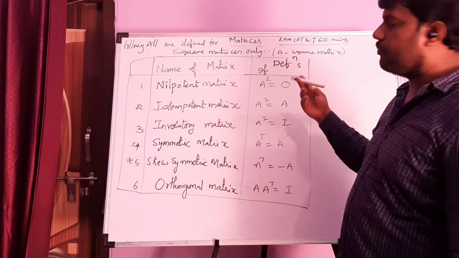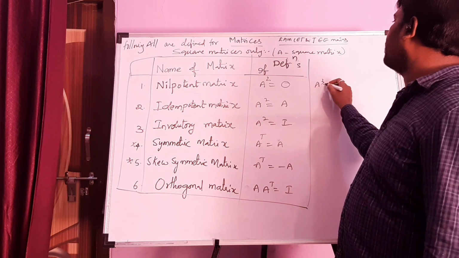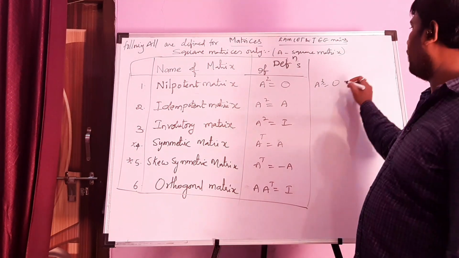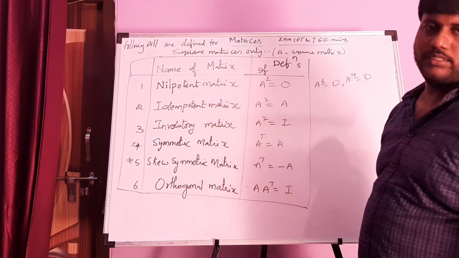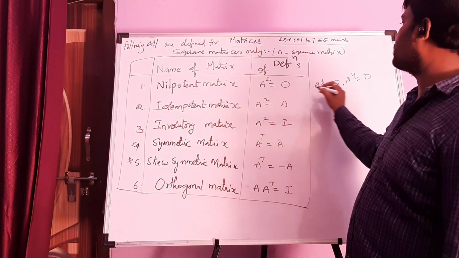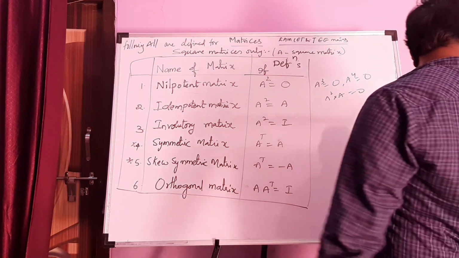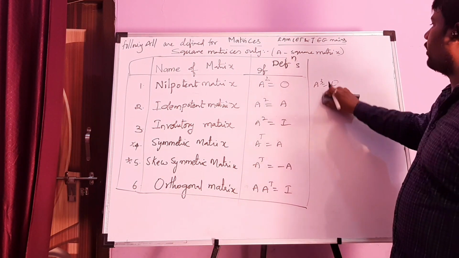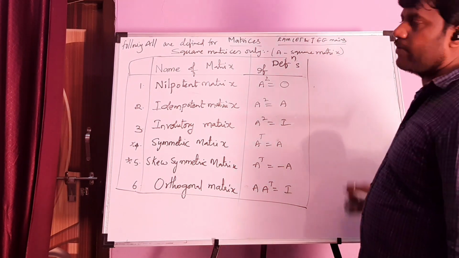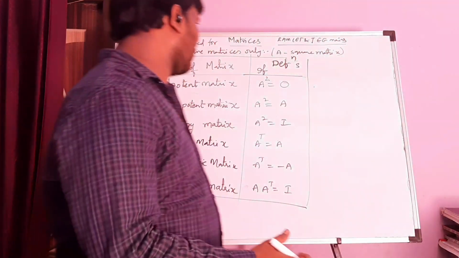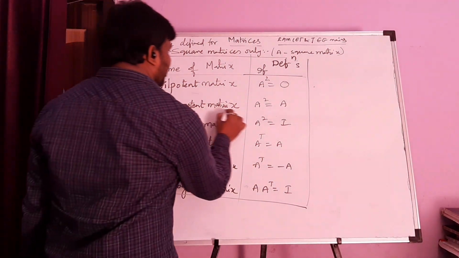Whenever the matrix is nilpotent, then its cube also you get 0. If it is power of 4, also you get the 0 matrix. Why? Because A square is null matrix, again we multiply with A, again you get 0. Okay, students, so for a nilpotent matrix, whether it is square, cube, whatever it is, you get null matrix. It's very important, right?